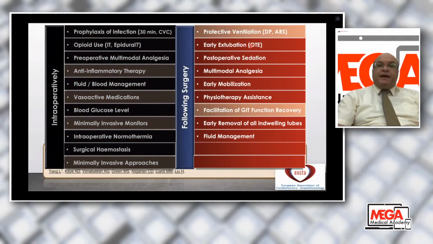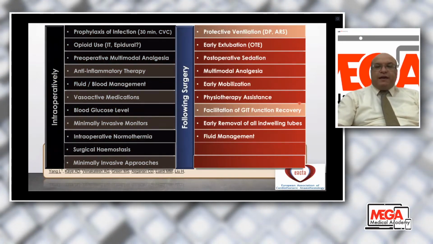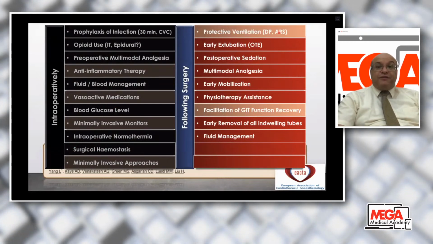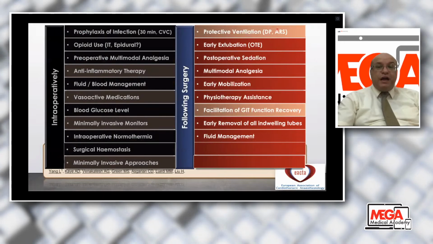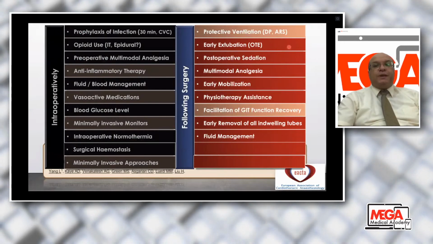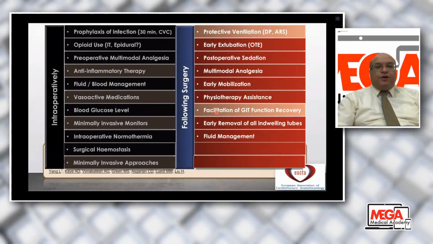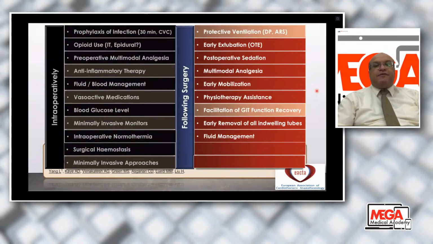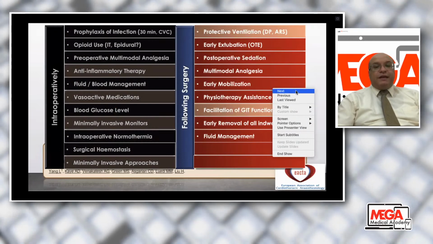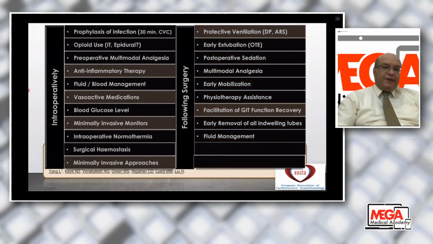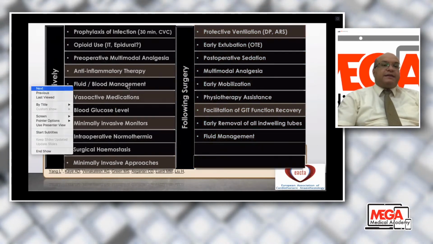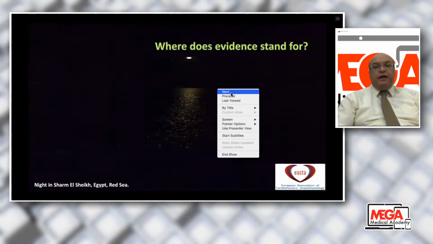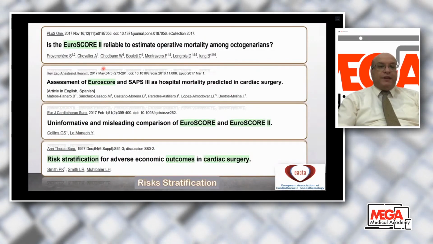For following surgery, it is also very similar to the Iraqi protocol. However, if you take a look here, they included protective ventilation based on driving pressure and using alveolar recruitment strategy or maneuvers, and facilitation of gastrointestinal function recovery, including these as recommendations. Next, we have to look at where the evidence stands for each of these recommendations.